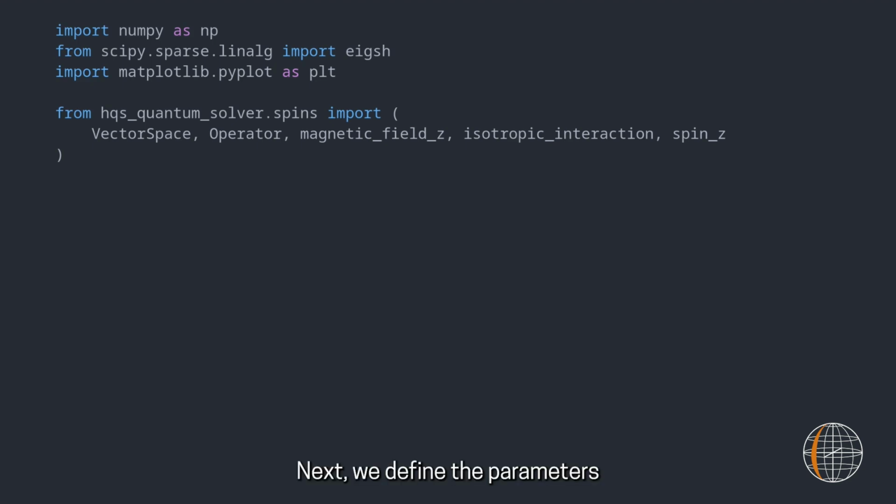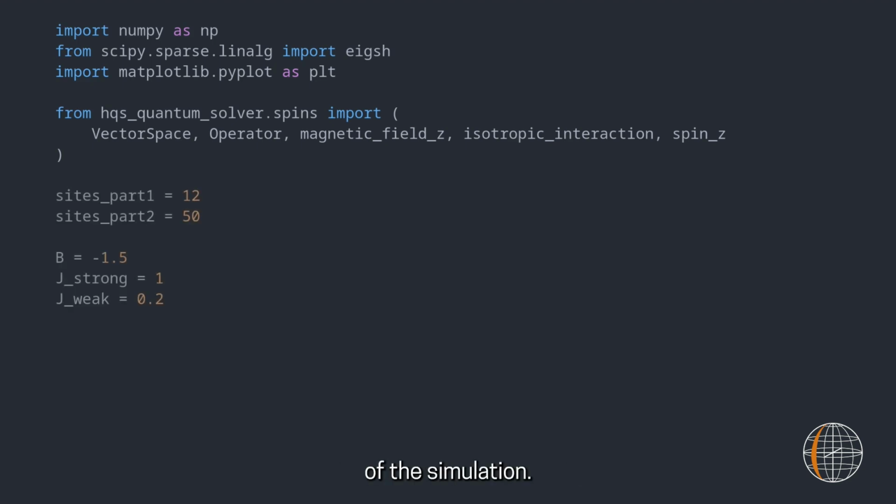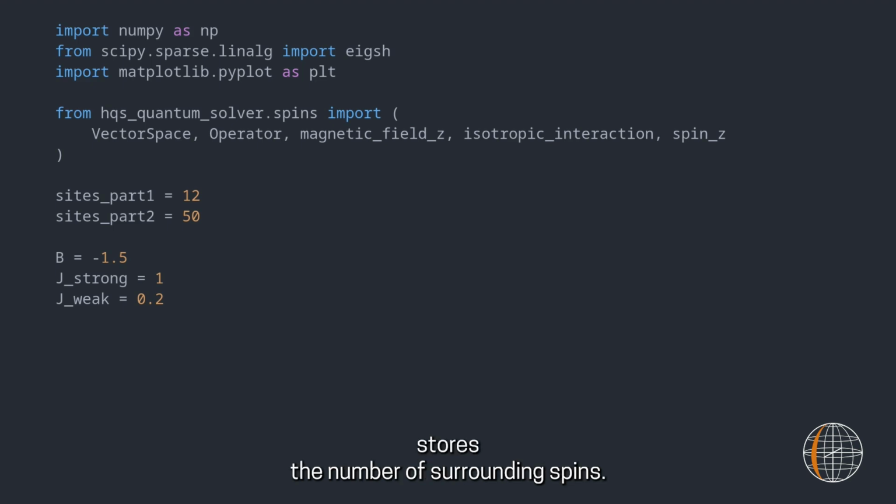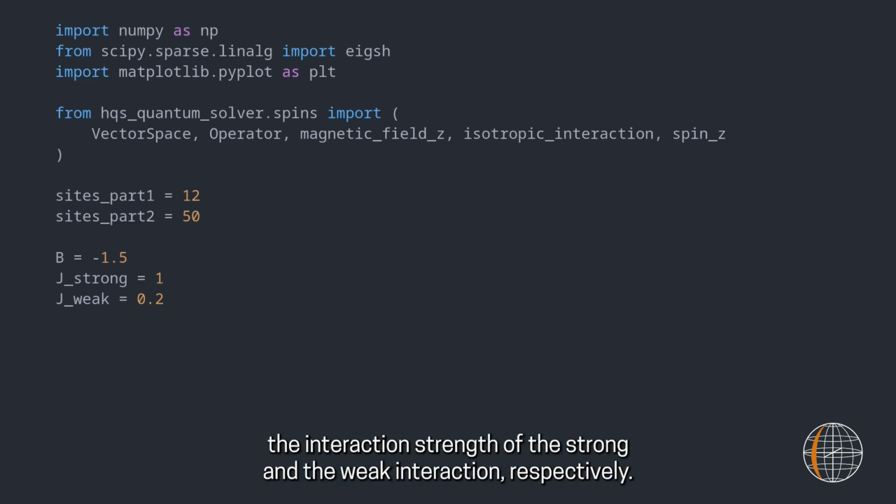Next, we define the parameters of the simulation. The variable size_part_1 stores the number of particles in the Heisenberg chain. The variable size_part_2 stores the number of surrounding spins. The variable B stores the strength of the magnetic field, and we set the magnetic field to a negative value to make it point in the downward direction. Finally, the variables J_strong and J_weak store the interaction strength of the strong and the weak interaction, respectively.